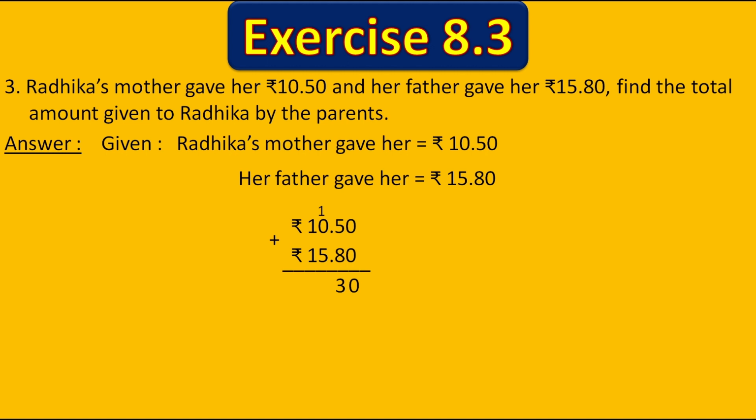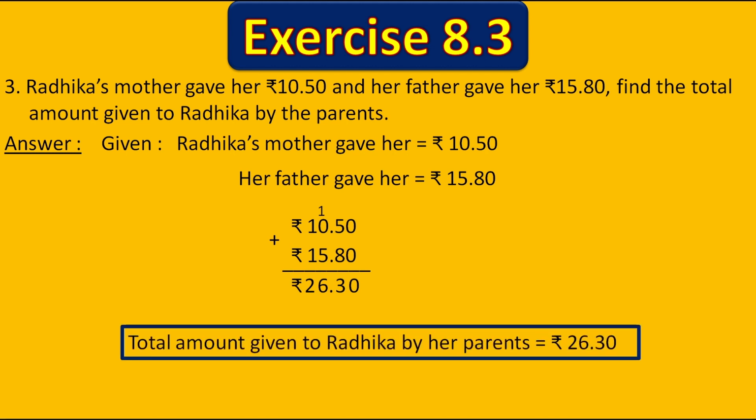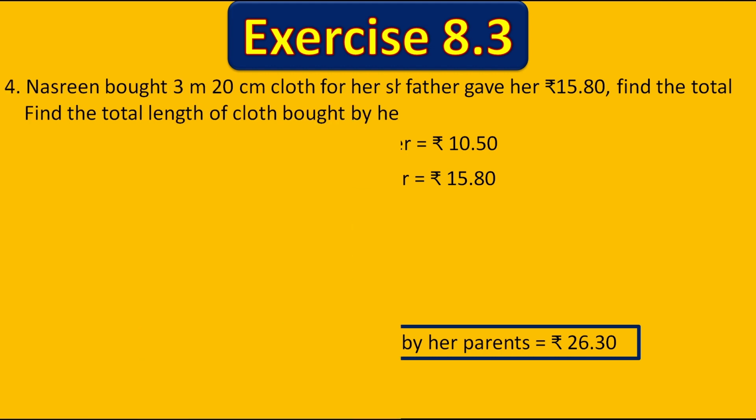Now the decimal point will come down. 5 plus 1 is 6, 1 plus 1 is 2. So the total amount given to Radhika by her parents is rupees 26.30. Okay, now let's move to the next one.